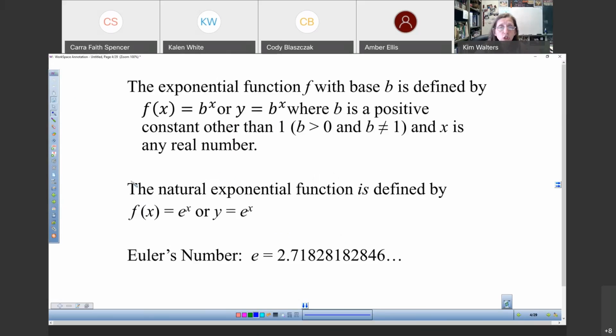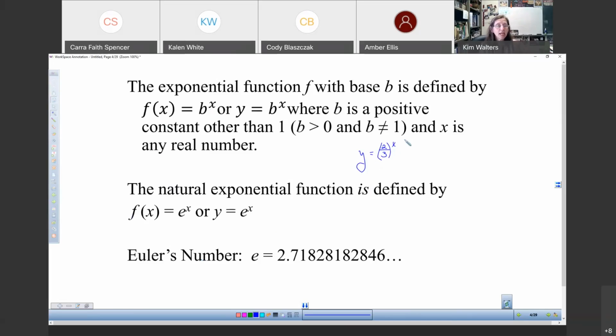Now, exponential functions are different than other functions in that the variable is the exponent. So it might be f of x is equal to, or y is equal to. Remember, we can interchange those two things, but we're going to have something raised to the x power. And x is going to be our variable that's going to change. b is going to be a constant. It does have to be positive. It can't be 1, and it does have to be greater than 0, or positive. So it might be something like y equals 2/3 to the x power.